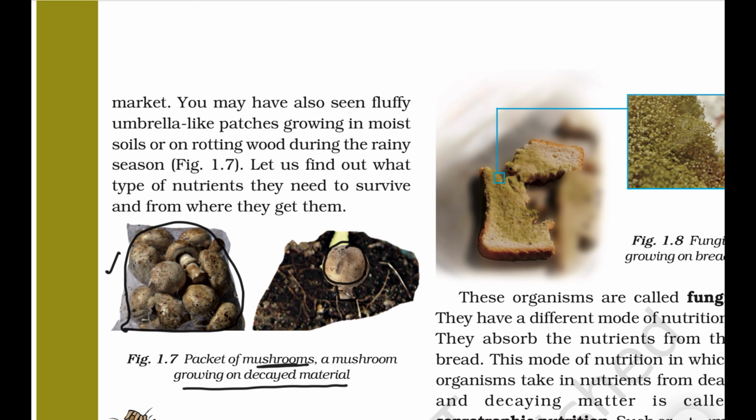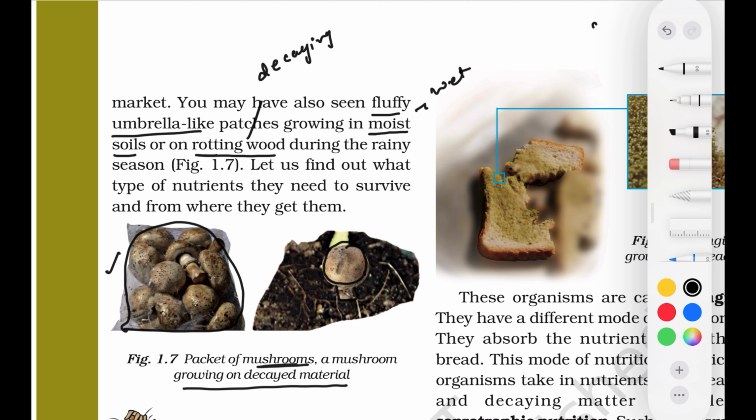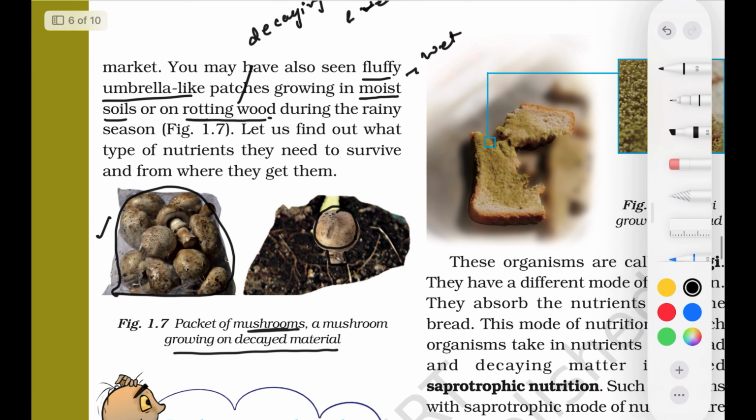This is an umbrella-like structure, right? And you may have seen these fluffy umbrella-like patches that grow in moist soil. Moist means wet soil, or on rotting wood. So what is the meaning of rotting wood? That is decaying. Its structure is becoming softer and weaker. So in rotting wood or in moist soil, these umbrella-like patches grow.